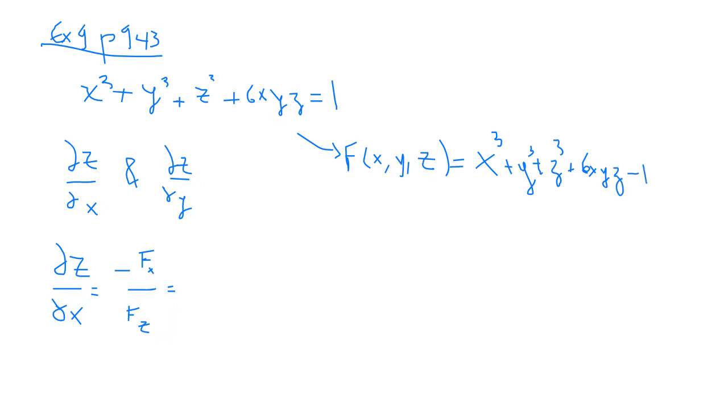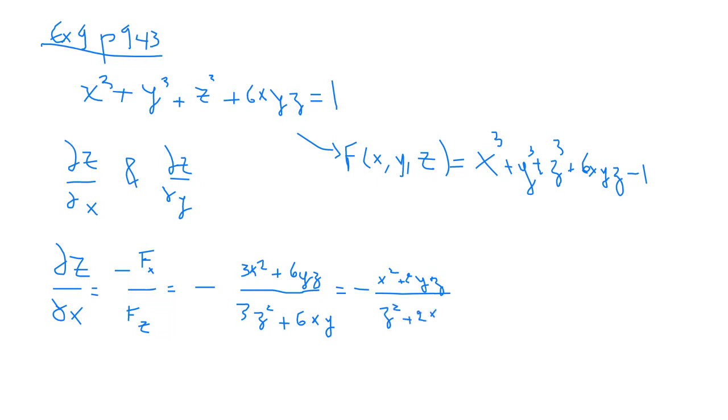Okay, so now you can plug in the derivatives. The derivative with respect to x here is going to be easy. It's 3x squared plus 6yz, right? But the derivative with respect to z is also easy, 3z squared plus 6xy. So this is the first one. Now you can simplify by 3 if you wish, and you end up with x squared plus 2yz divided by z squared plus 2xy, with a minus sign in front. So that's the first guy.